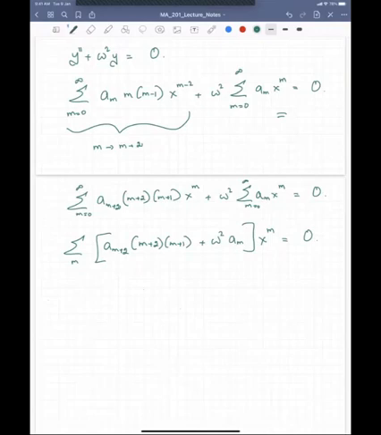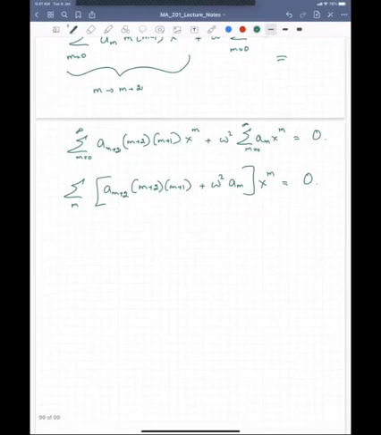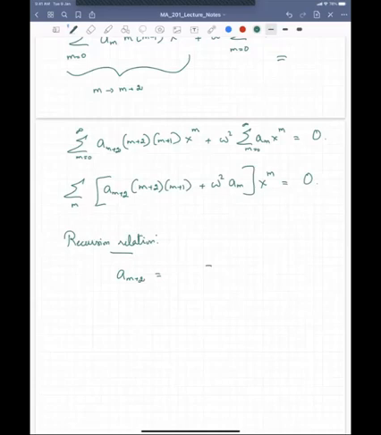All right. So let us go ahead and solve this completely. So now this gives me a recursion relation between the coefficients. What is this recursion relation now? Recursion relation in this case is the following. a_{m+2} equals minus omega squared divided by (m plus 1) times (m plus 2) times a_m.